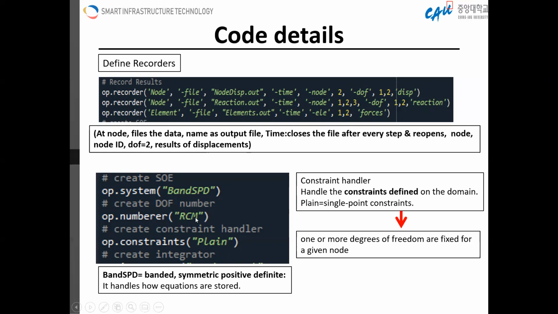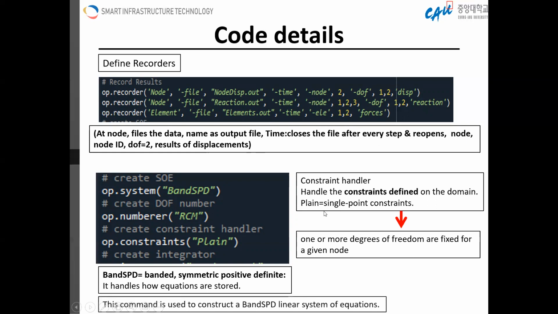The RCM numberer is used here, and the constraints used here are plain. Like I defined earlier, the plain constraint is a single point constraint, and a single point constraint is a homogeneous degree of freedom. For example, we have fixed degrees of freedom at both ends, so one or more degrees of freedom are fixed for a given node. In our case, node 1 and node 3 were fixed, therefore it has a homogeneous boundary condition, and therefore it is termed a single point constraint.